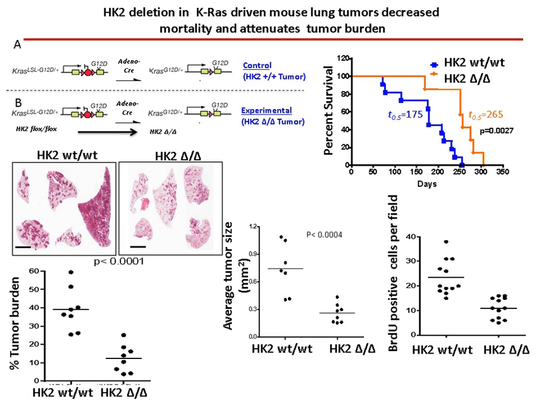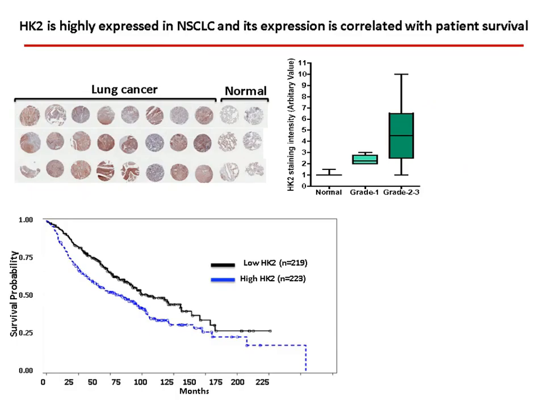We also markedly decreased tumor burden in these mice, as you can see in the slide, and average tumor size and proliferation index as measured by BrdU incorporation. So hexokinase 2 is required for the development of lung cancer in this model. And this is also true in human lung cancer.